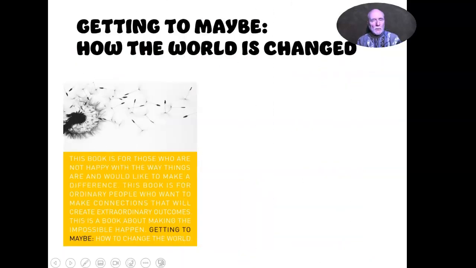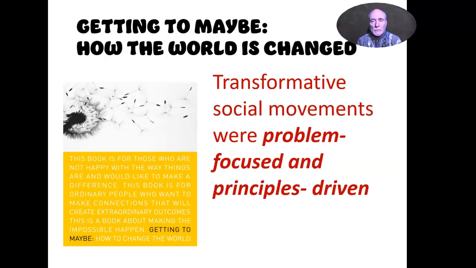I did a book with 2 Canadian colleagues, Francis Wesley and Brenda Zimmerman, entitled Getting to Maybe, How the World Has Changed. We studied transformative social movements and found that they were typically problem-focused and principles-driven. They didn't begin with strategic plans or clear, specific, measurable goals and logic models and theories of change. They began with a problem that they wanted to take on, that they were driven by to change, and they had principles that guided how they engaged in that work.